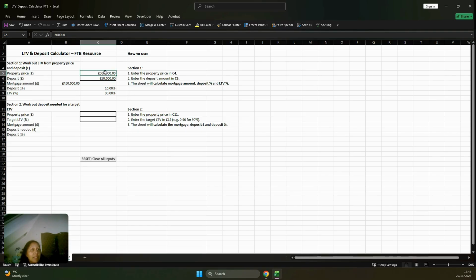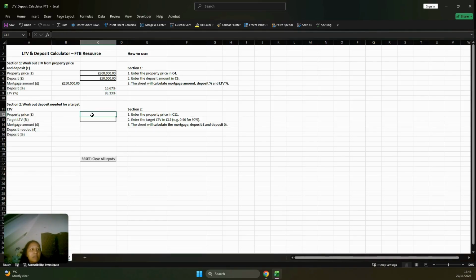Now, if the property maybe was a little bit less, so shall we say 300,000, but you still had that 50,000 deposit, then the mortgage you would need would be 250,000 in this circumstance. Your deposit would be roughly 17% and your loan to value would be 83%. Depending on your loan to value depends on what kind of mortgage interest rates you can get. So that's why it's important.